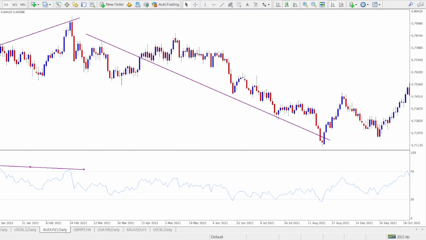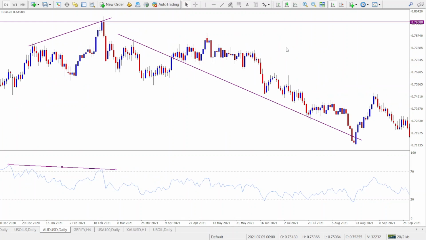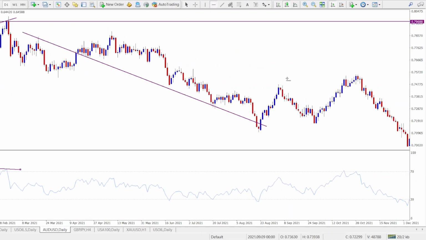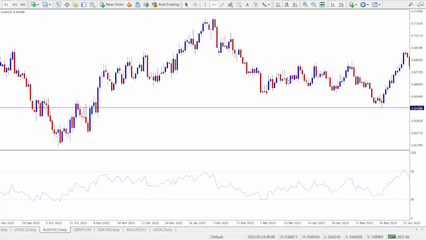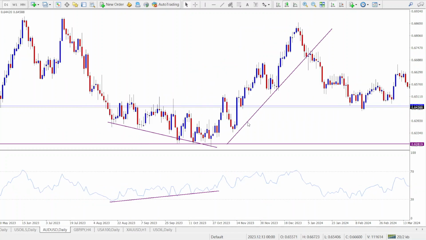Now, here are a few pro tips to supercharge your RSI divergence strategy. 1. Combine with support and resistance. Divergences near key levels of support and resistance are much more reliable. When you find a divergence around a key support or resistance level, the chances of that divergence playing out successfully becomes even higher.